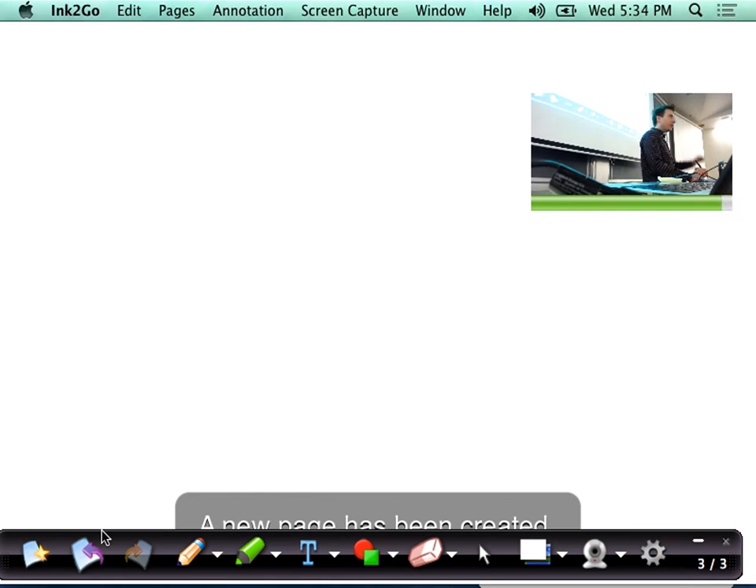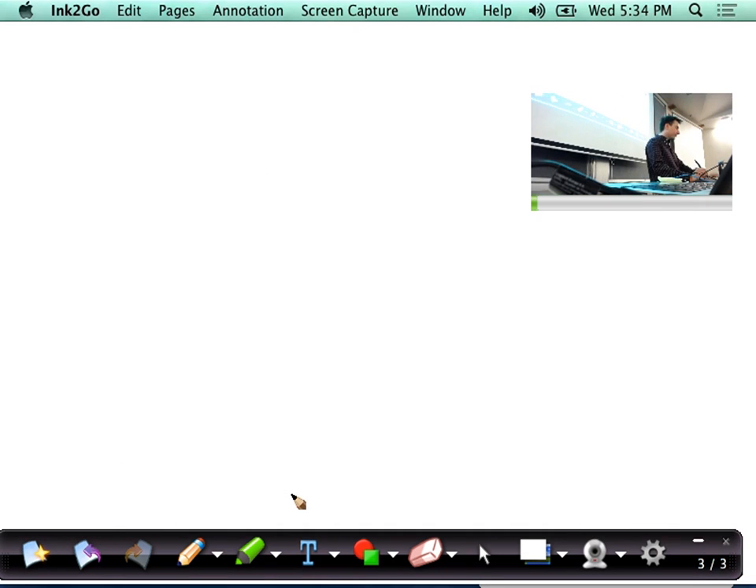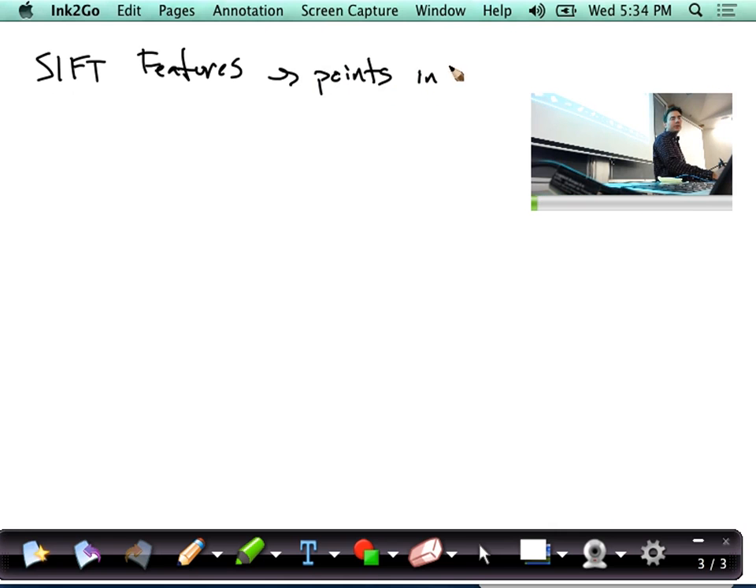Okay, so let's talk about, this kind of sets things up. I want to talk about a way to generate these what are called SIFT features, and these end up being points in R^D where D is equal to 128. This will be a discussion about how you would get this sort of data.